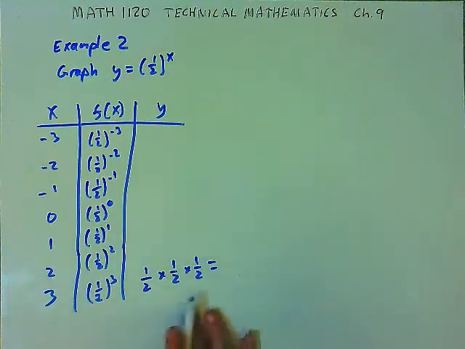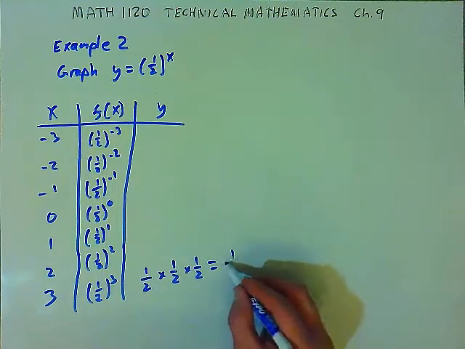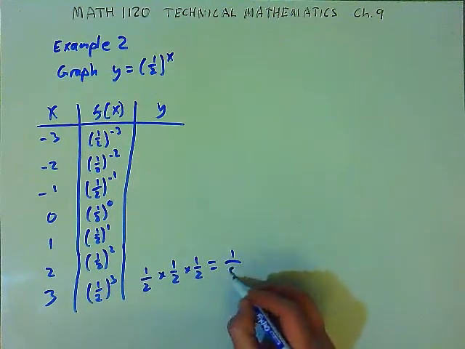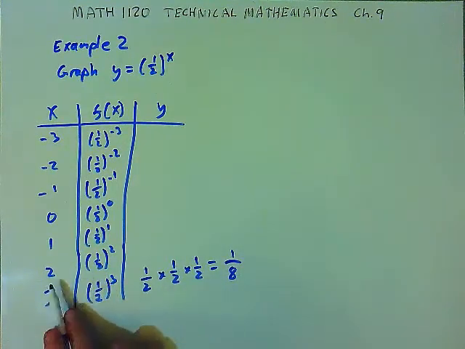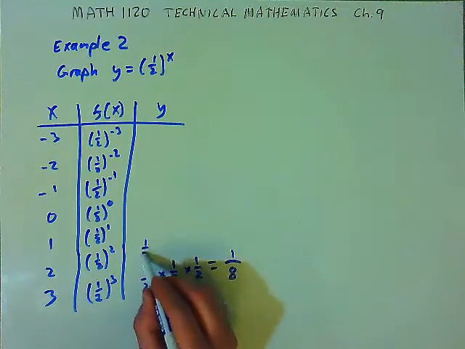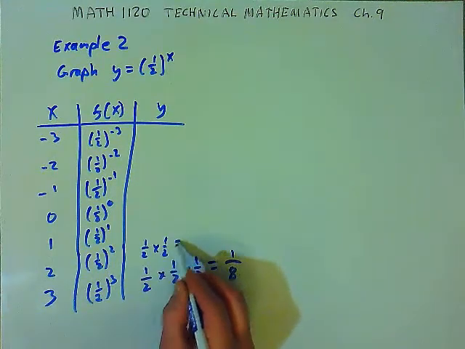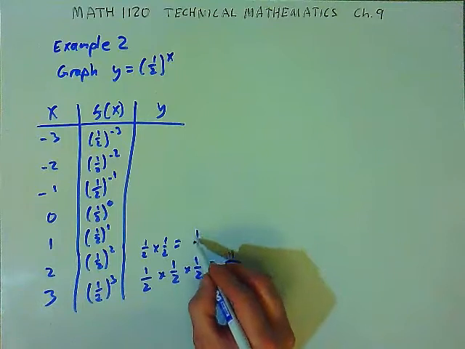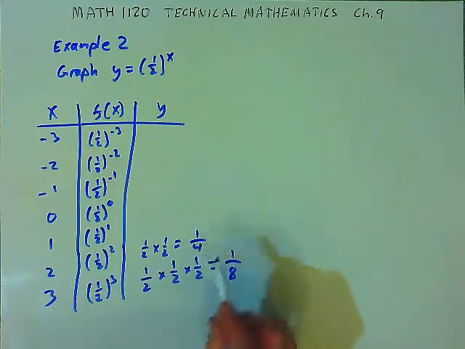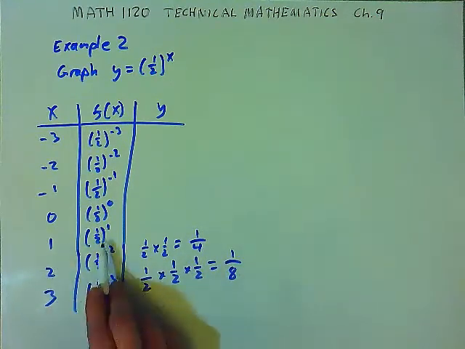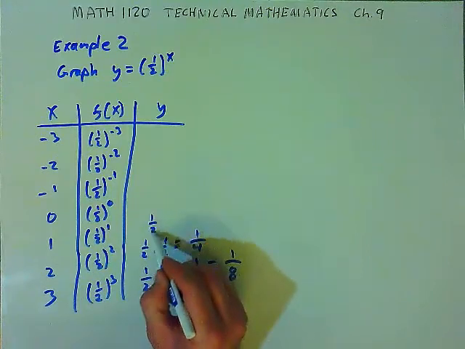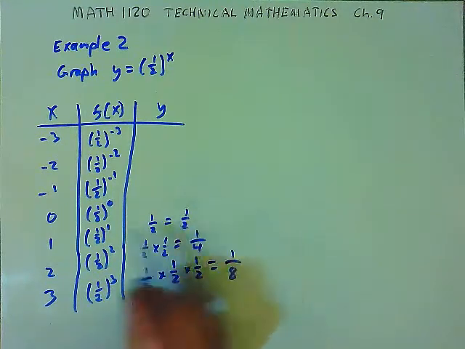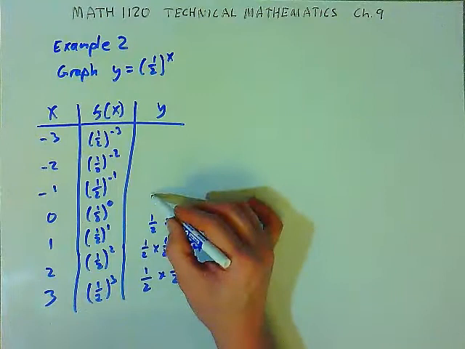And so when we multiply fractions, we just multiply the numerators together. 1 times 1 times 1 is 1. 2 times 2 times 2 is 8. And so when x is 2, we'll have 1/2 times 1/2. Same thing, 1 times 1 is 1. 2 times 2 is 4. 1/2 to the first power is just 1/2. 1/2 to the 0 power is going to be 1.